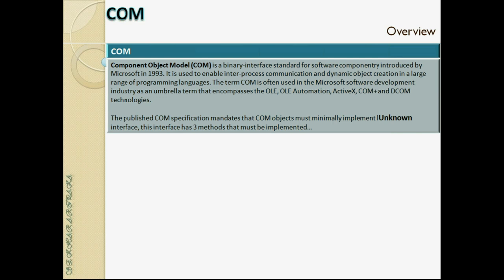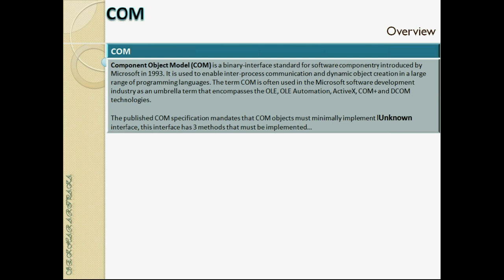Okay, the COM is again a standard. This is a standard proposed by Microsoft in 1993, and it is actually a standard for inter-process communication between multiple objects. This is especially useful when applications are written in multiple languages like Java, C, C++, and again VB6.0, again .NET, and there are a ton of other languages out there definitely.